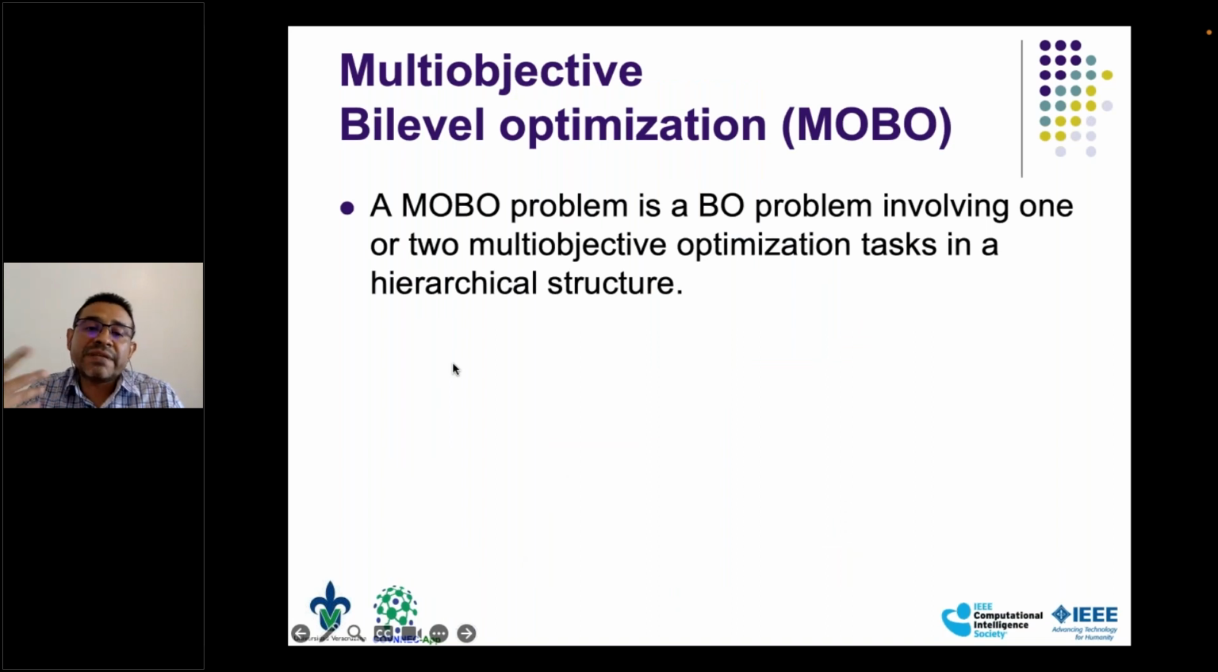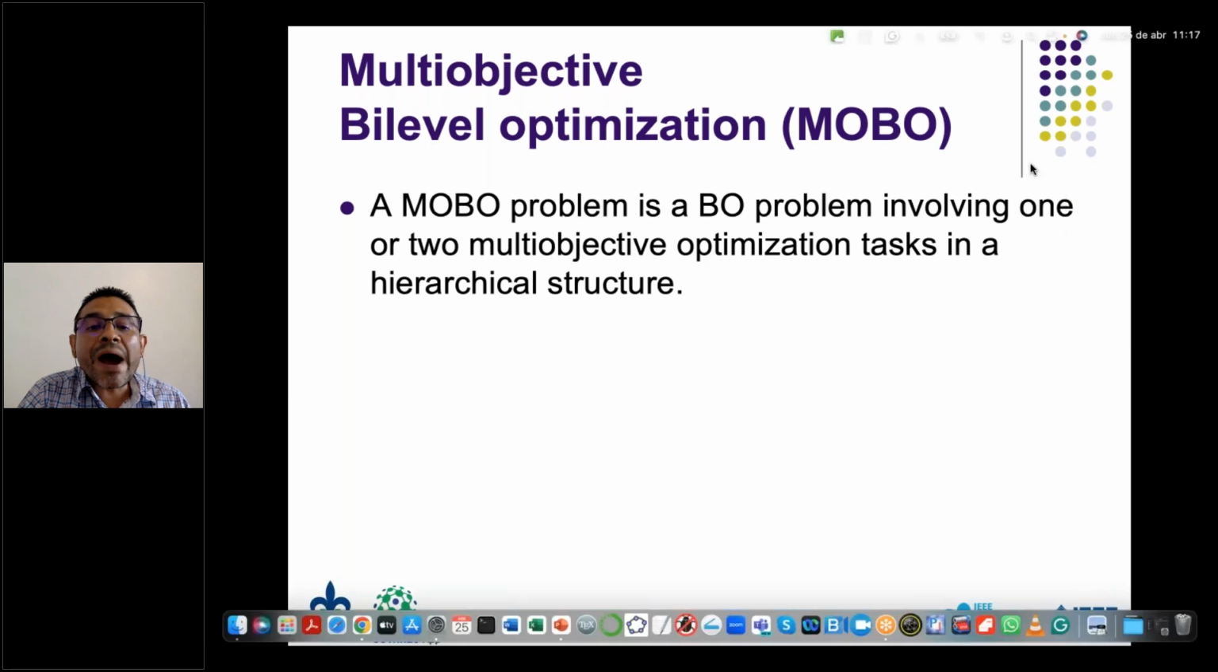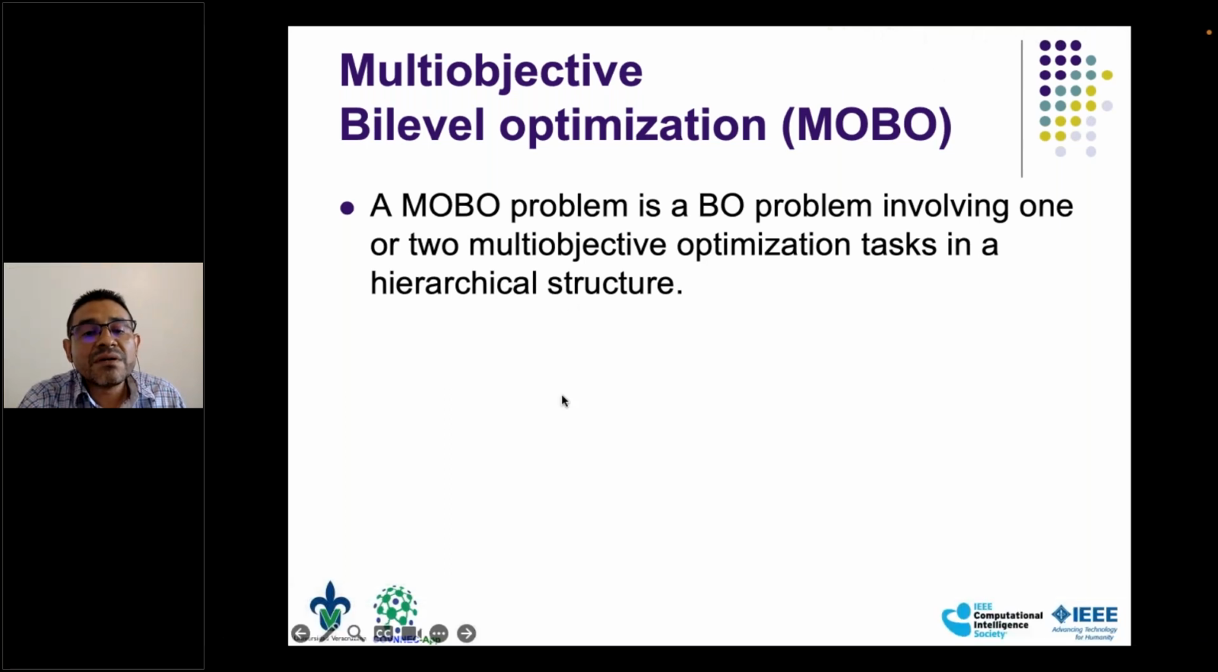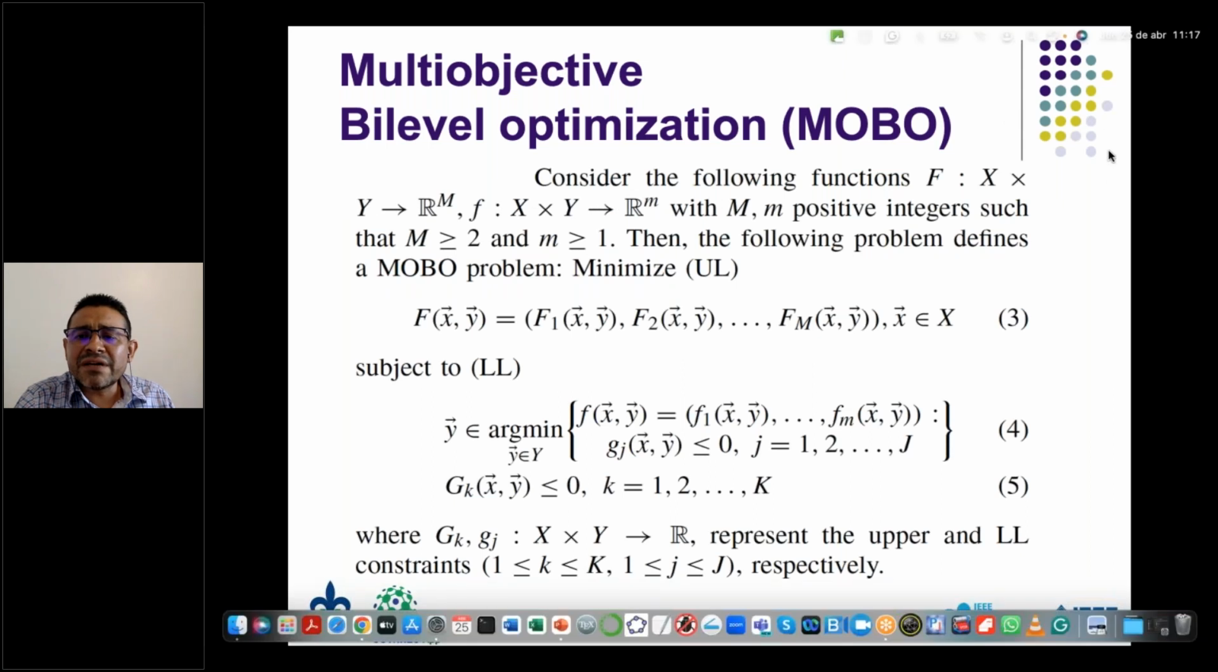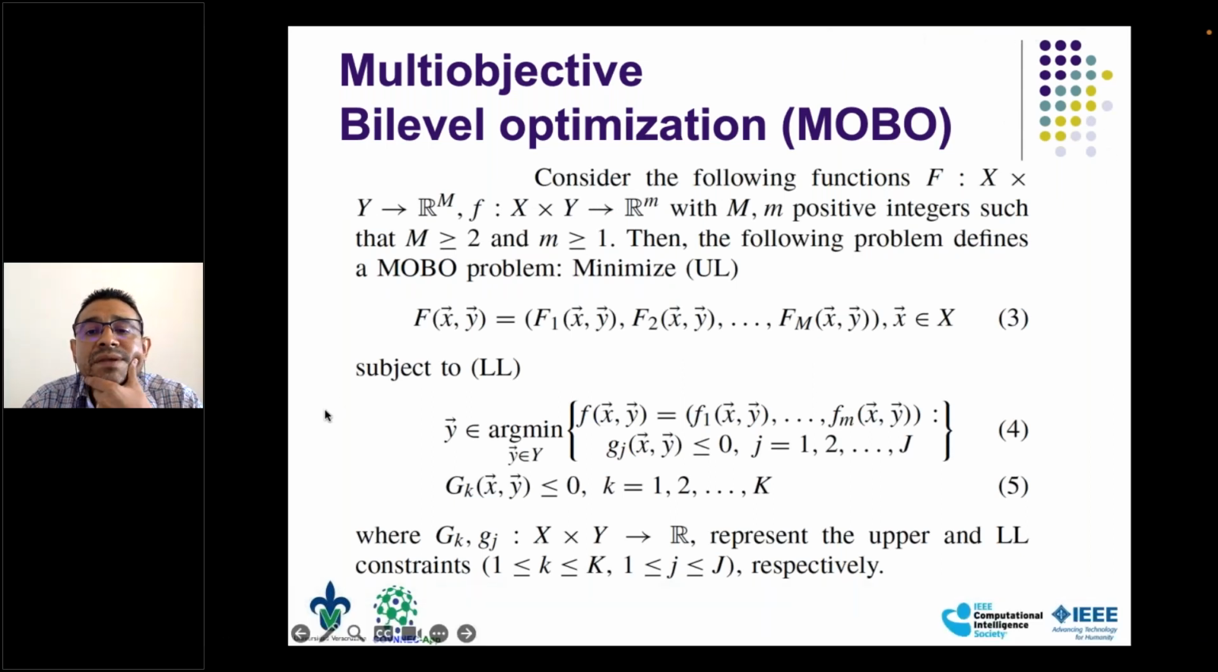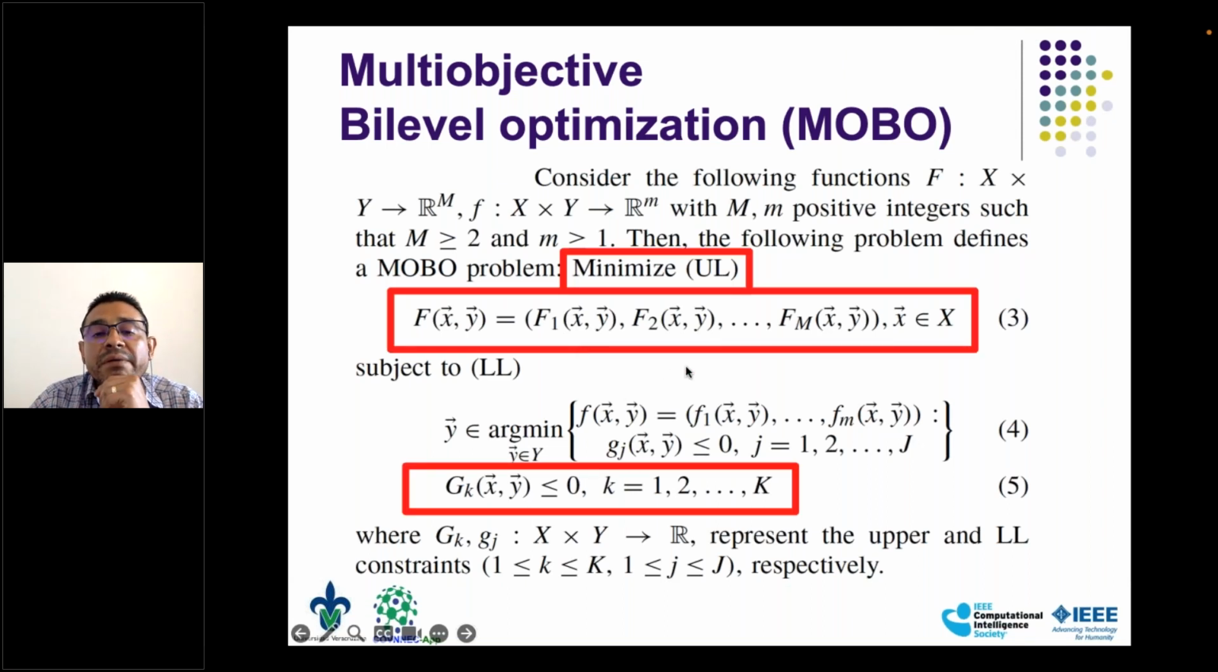Okay, so what is multi-objective bilevel optimization? MOBO. It is a problem involving one or two multi-objective optimization problems in this hierarchical structure. There is a lot of information here, but let me try to explain. We have an upper level problem, like in the single objective bilevel optimization that I mentioned before. But in this case, the upper level problem is a multi-objective problem. I have a vector of functions that I want to minimize. And this upper level problem also has constraints.